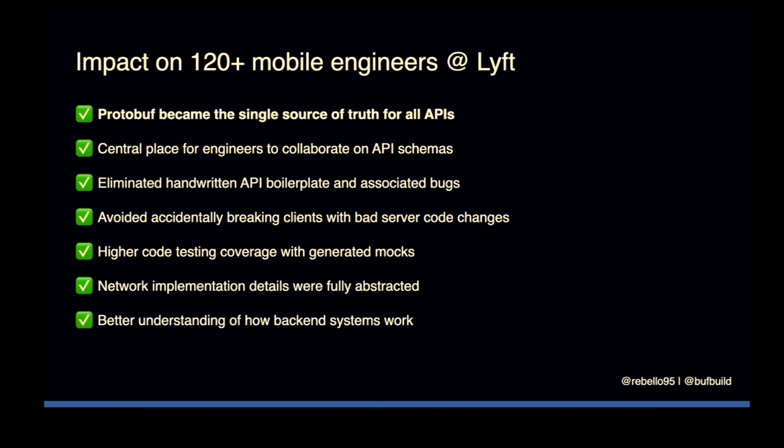Lastly, we were able to get a better understanding of how these backend systems work. So if you wanted to know how a specific API actually functions or how it's implemented on the server, it's really easy to do just by knowing the request model name or the RPC name. You just do a code search on GitHub, and you can find all of the clients using it, as well as the actual implementation on the backend.